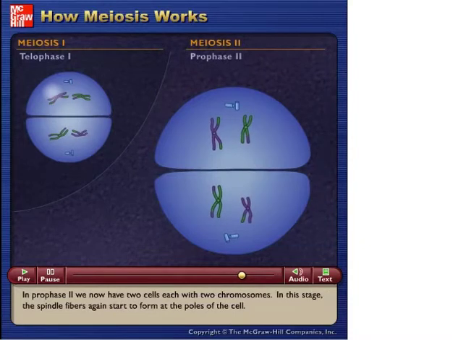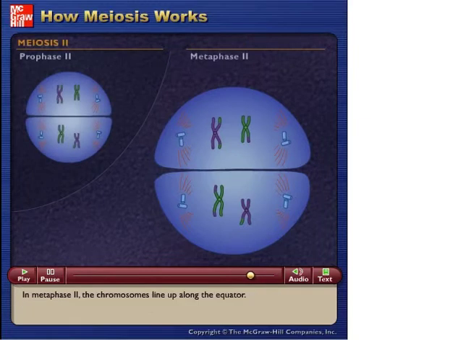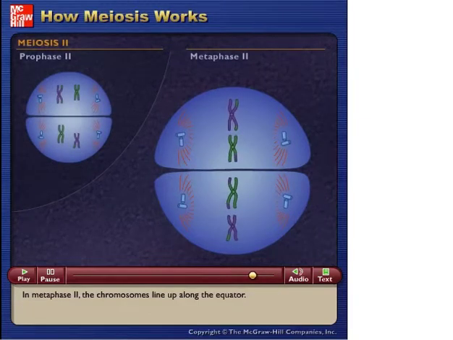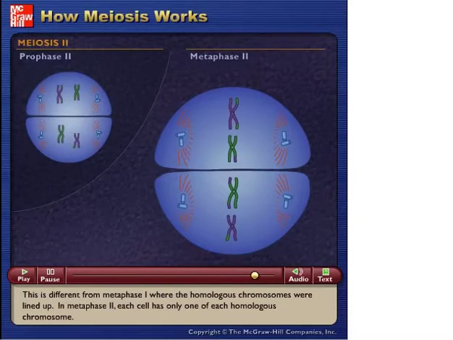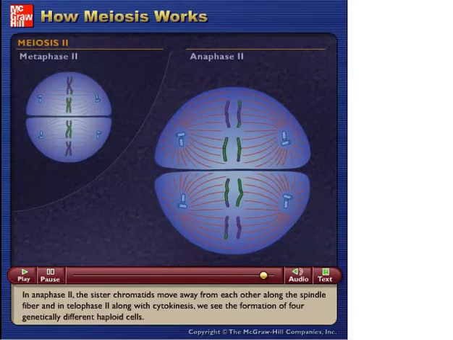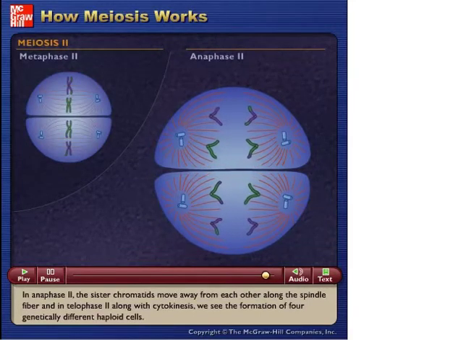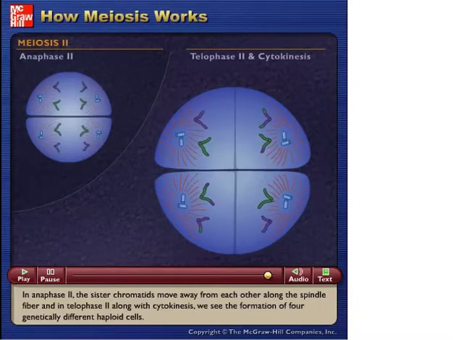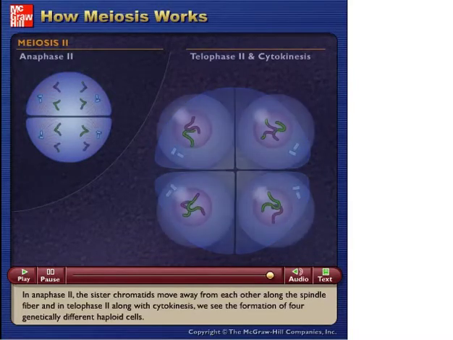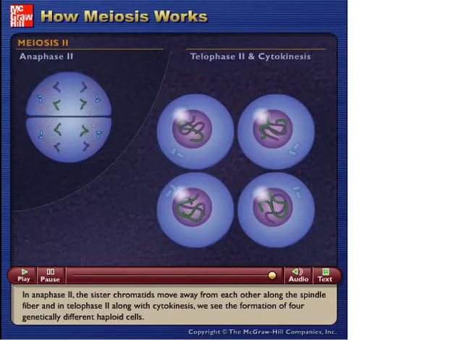In prophase II, we now have two cells, each with two chromosomes. In this stage, the spindle fibers again start to form at the poles of the cell. In metaphase II, the chromosomes line up along the equator. This is different from metaphase I, where the homologous chromosomes were lined up. In metaphase II, each cell has only one of each homologous chromosome. In anaphase II, the sister chromatids move away from each other along the spindle fiber, and in telophase II, along with cytokinesis, we see the formation of four genetically different haploid cells.